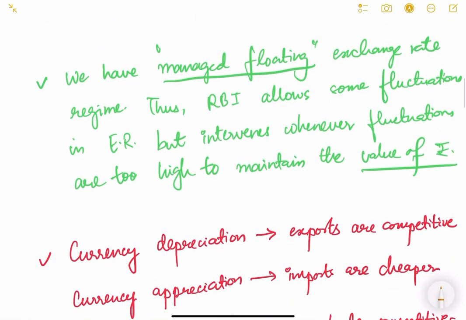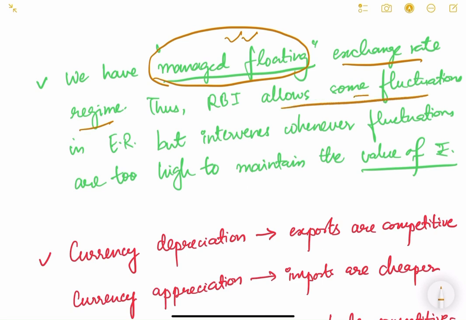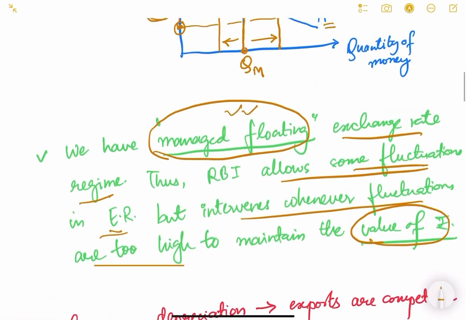Then the third thing is that we have a managed floating exchange rate regime in our country. Managed floating we have already seen. So basically RBI allows some fluctuation in exchange rate but intervenes whenever the fluctuations are too high to maintain the value of the rupee. In the foreign exchange market also, this is the supply of foreign exchange, this is the demand for foreign exchange, say dollar, and here is the rupee per dollar exchange rate, and here is the quantity of dollars in the market.